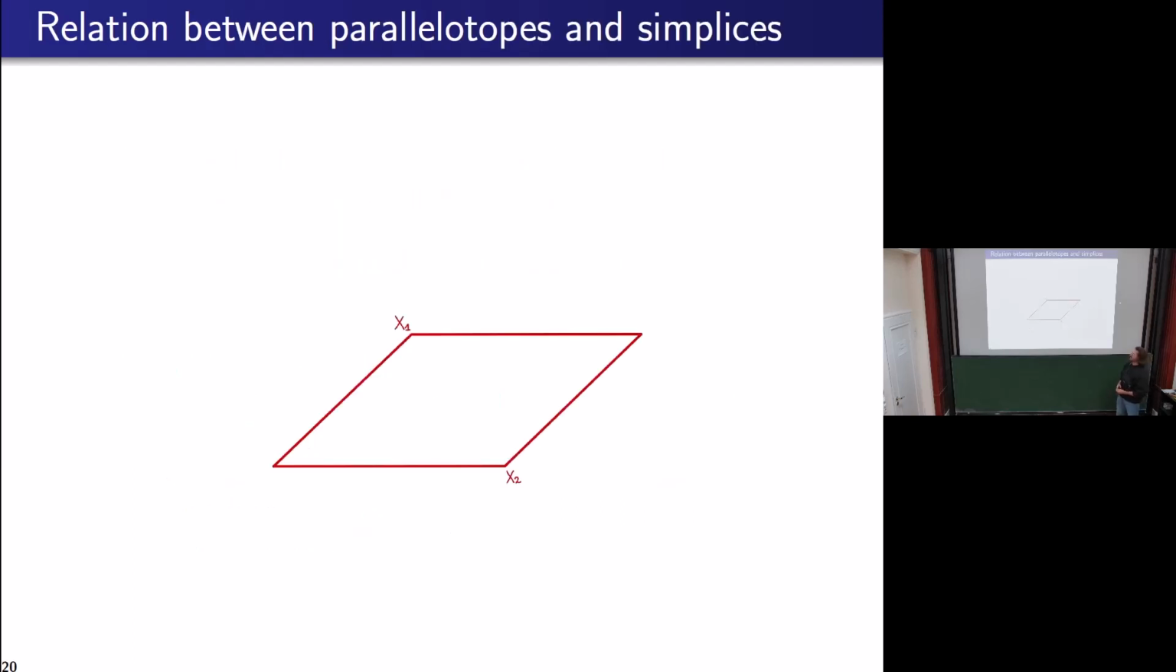We're going to start in 2 dimensions with the relation between simplices and parallelotopes. These are 2 points in R^2, and this is the parallelotope that these 2 points span. The origin, I assume, is here in the left corner. And now if we connect these 2 points, this is the simplex that is spanned by these 2 points, which is just a line.